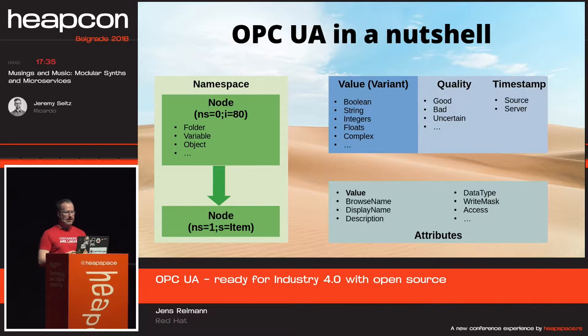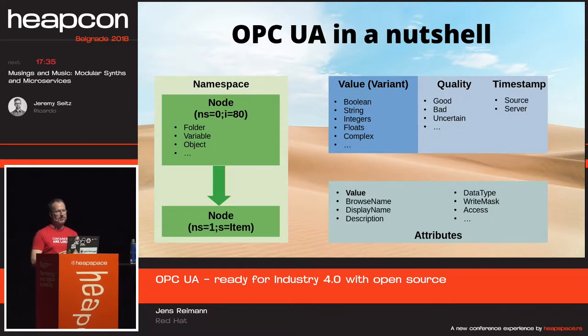Nodes can have references to other nodes. So these are very, very basic building blocks. But what you can do with that, for example, is assume you have a folder node, and the folder node contains variable nodes. So there you have a basic structure where you can browse through. You have an API where you can query that. You can look into that. And we will have a look at this in the demo later, how this looks.